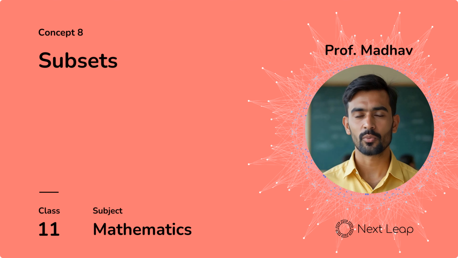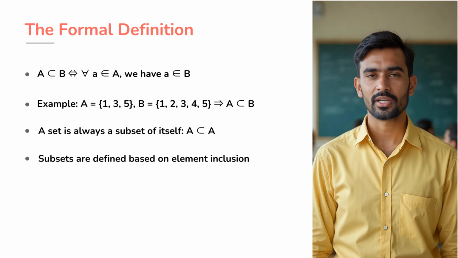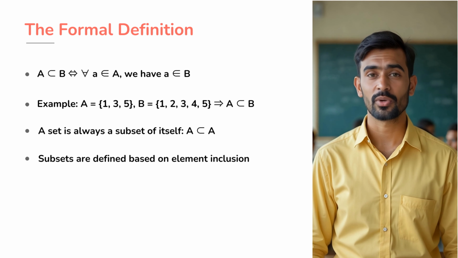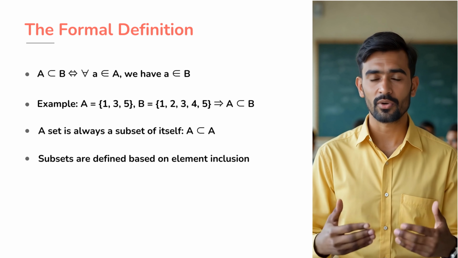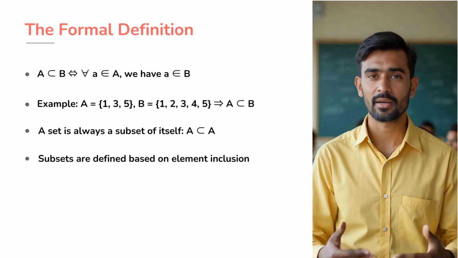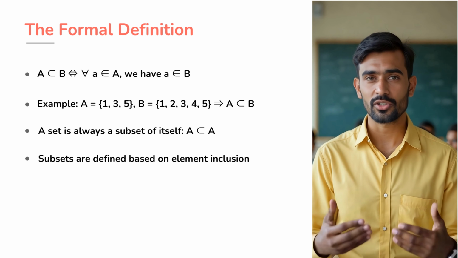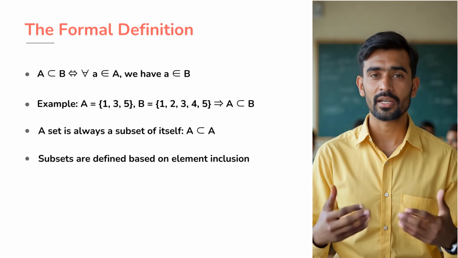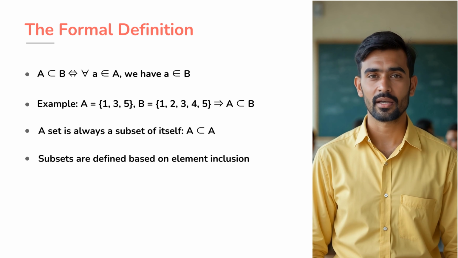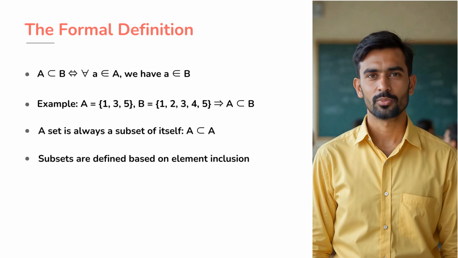In set theory, we say that set A is a subset of set B if every element in A also belongs to B. We write this using the symbol that looks like a sideways U. It's read as A is a subset of B. Formally, if A and B are two sets, we say A is a subset of B if, for every element in A, that element is also in B. In symbols, we write if x belongs to A, then x also belongs to B. This is written as x ∈ A implies x ∈ B.